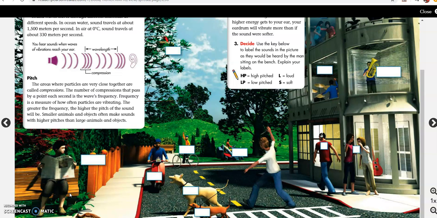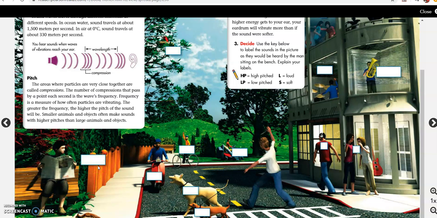So for question three, it says decide. Use the key below to label the sounds in the picture as they would be heard by this man sitting on the bench. And we're supposed to explain our labels. So let's first start off with this bird.